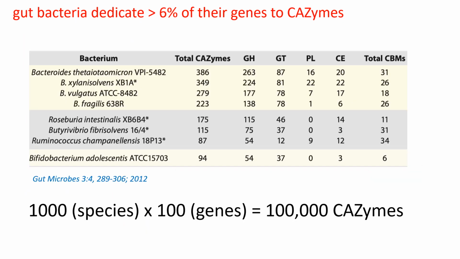That's why gut bacteria typically encode hundreds of CAZymes. Some bacteria can have over 6% of their genes encoding CAZymes. If there are 1,000 bacterial species in the human gut and each has 100 CAZyme genes, this means over 10,000 CAZymes are present in human gut microbiomes, such a large number compared to the human genome.